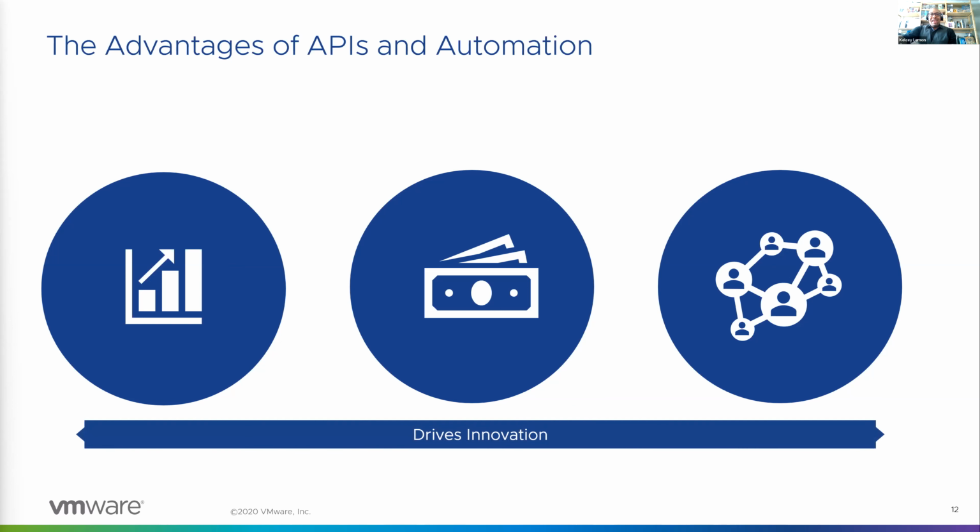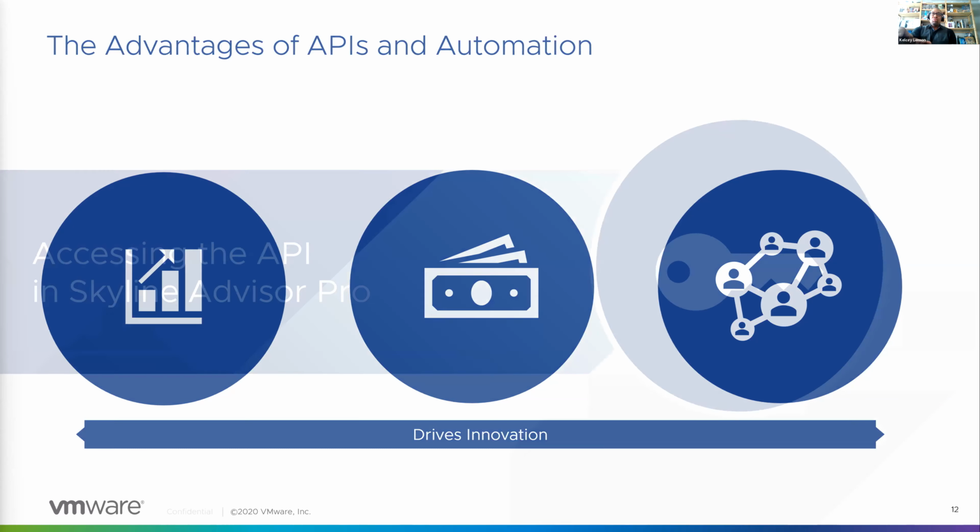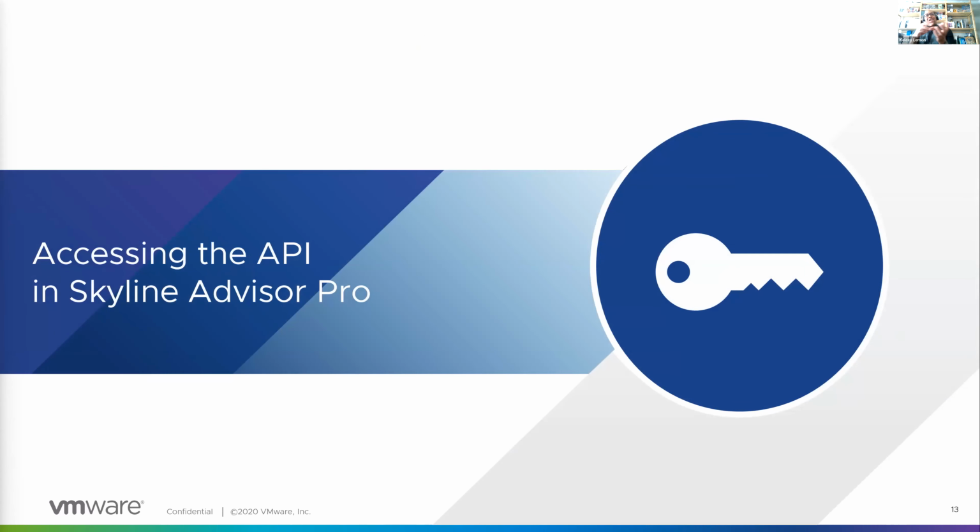So basically what I'm saying here is that the net of all these different advantages is that APIs and the automations can really help drive innovation. Through APIs, businesses can introduce cutting edge technologies with fewer resources, adapt to requirements faster, like meeting SLAs, and even introduce new ways to grow your business. So with that, let's talk about APIs and automation in the context of Skyline Advisor Pro.